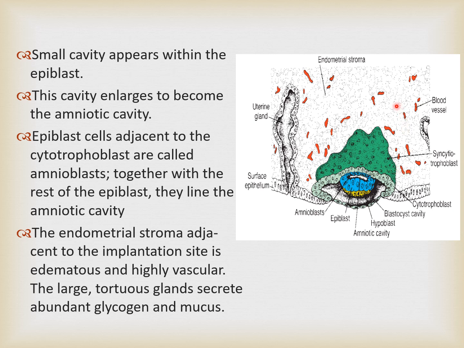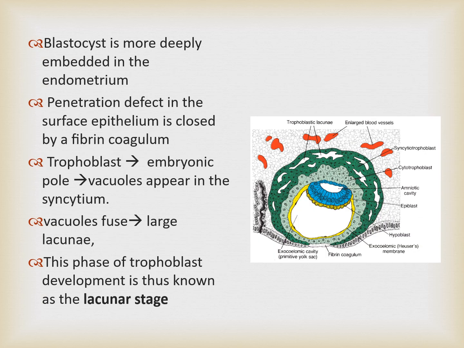The endometrial stroma, you know that endometrium is the lining of the uterus. The endometrial stroma at this point in time is highly vascular, it is edematous, and there are many tortuous glands present which secrete glycogen and mucus. The blastocyst is more deeply embedded, and as I have told you, the defect in the endometrium is covered by the fibrin coagulum.